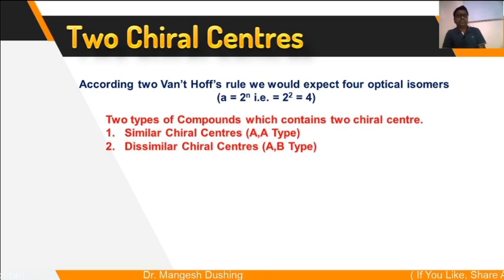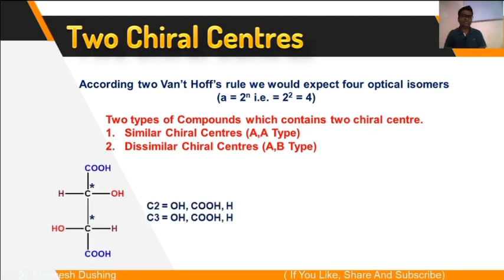Friends, if the compound contains 2 chiral centers, then there are two types of compounds. The first one is similar chiral centers, that is AA type, and the second one is dissimilar chiral centers, that is AB type. See the example. This is the first example, that is tartaric acid. This has similar chiral centers, that is, it is an AA type compound.